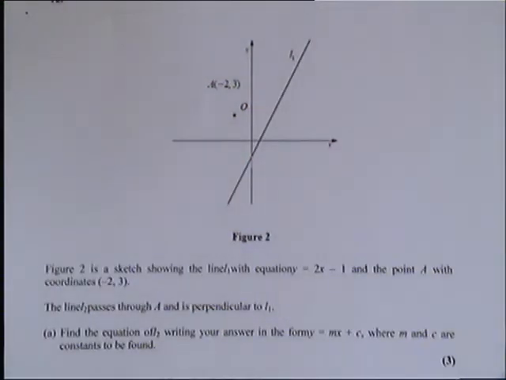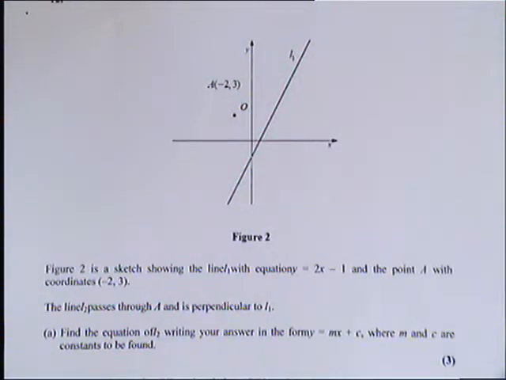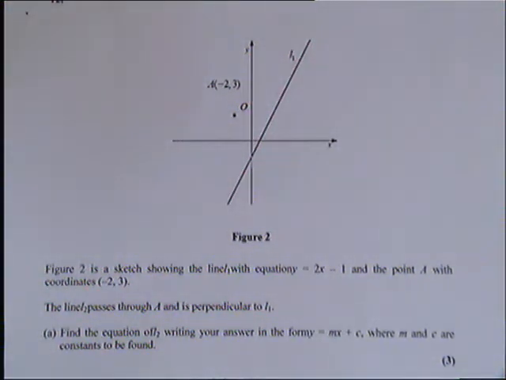This is question 12, and we are looking at some coordinate geometry and seeing how we can relate the gradients of different lines and that sort of thing. So it says if we've got a sketch of a line, which has got the equation y equals 2x minus 1, and the point A with coordinates minus 2, 3, and there's a line L2 which passes through A and is perpendicular to L1. We need to find the equation of L2.